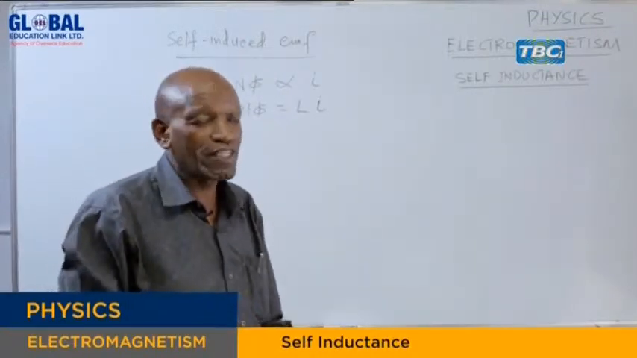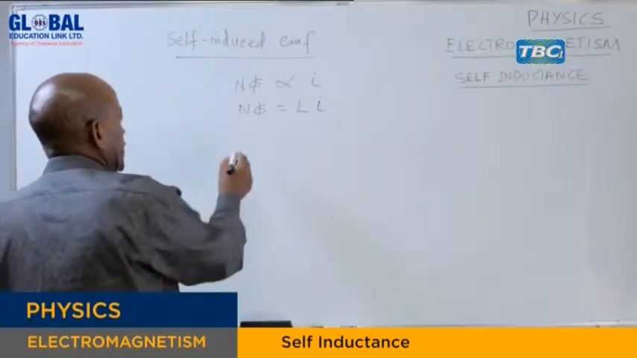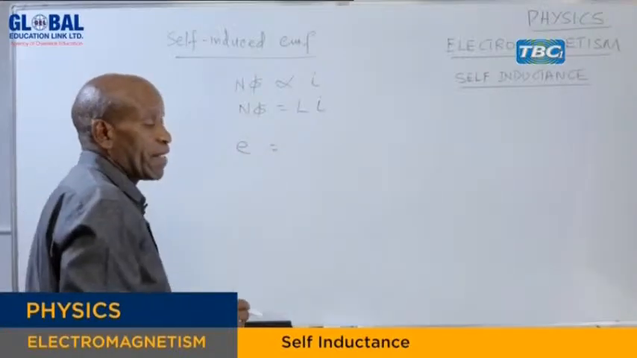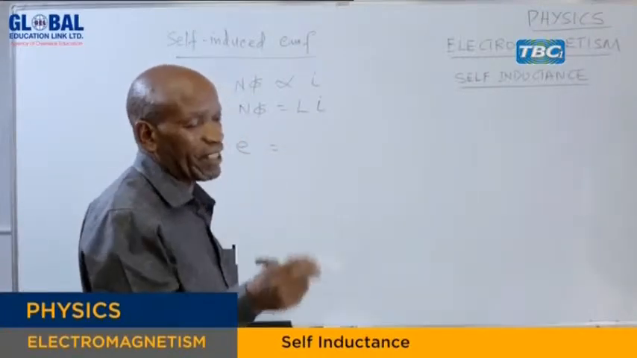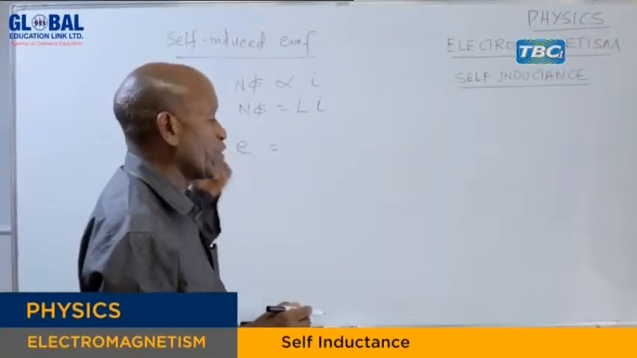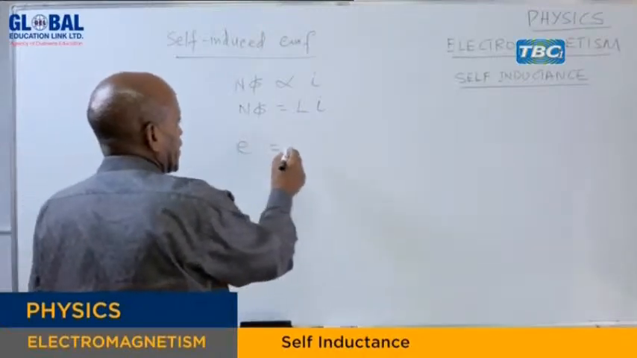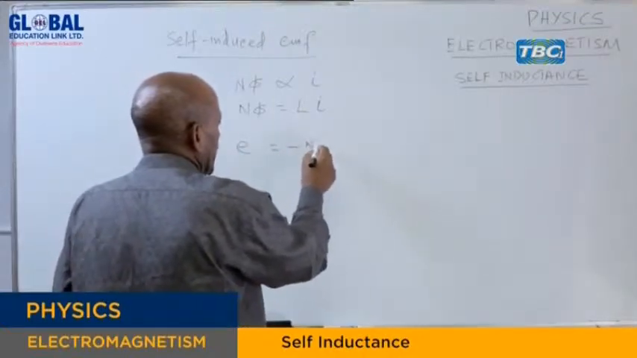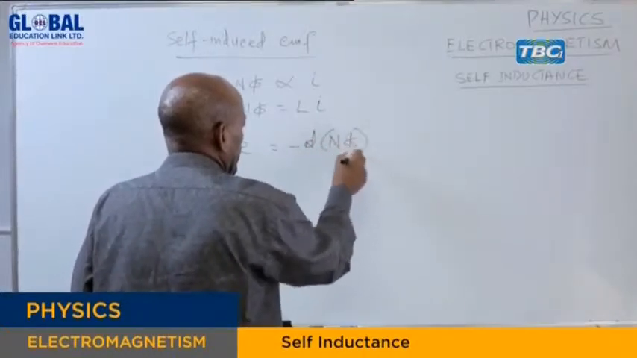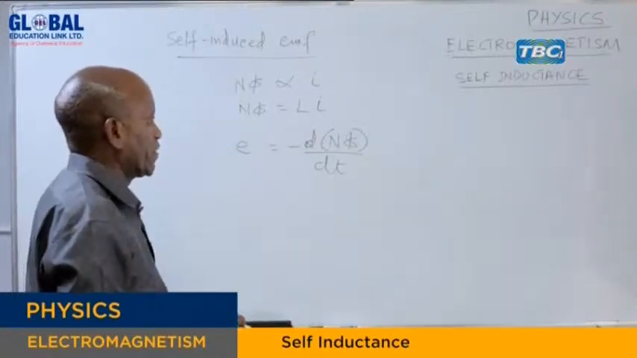And as you have already seen from Faraday's law, the EMF E induced is proportional to the rate of change of the magnetic flux. From Faraday's law, we are saying that E is equal to minus the rate of change of the magnetic flux.